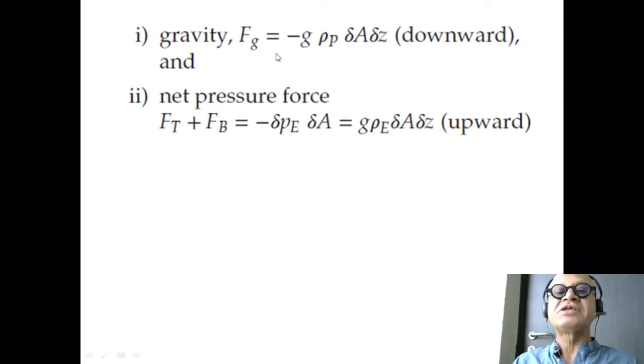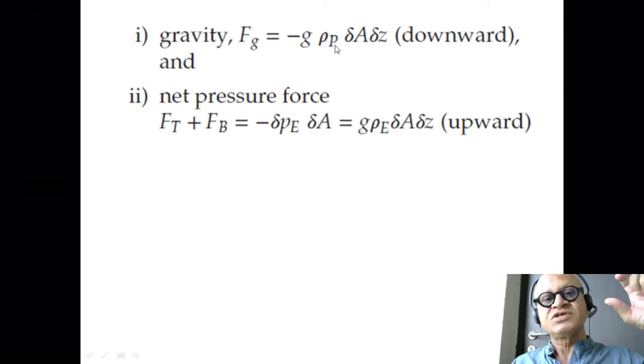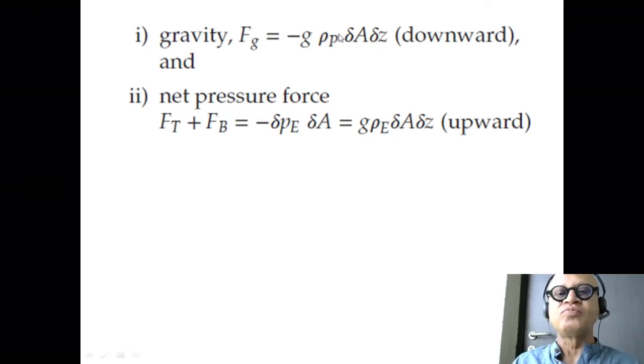So gravity pulling it down with minus g rho p delta A delta Z, which is its mass. The volume times density is its mass. And net pressure force from the top and the bottom, we had minus delta PE delta A. All are small, so we can take local gradients in that sense. That's equal to g rho E delta A delta Z.